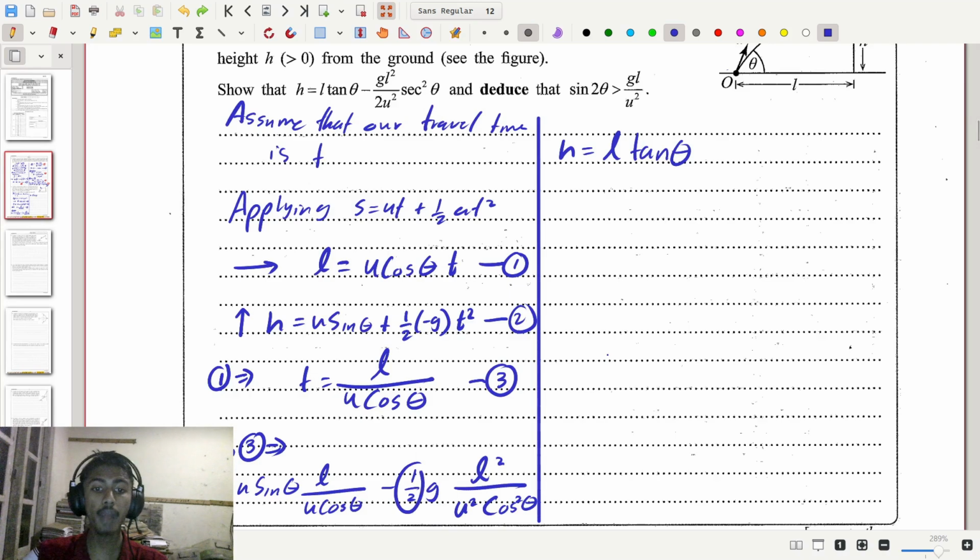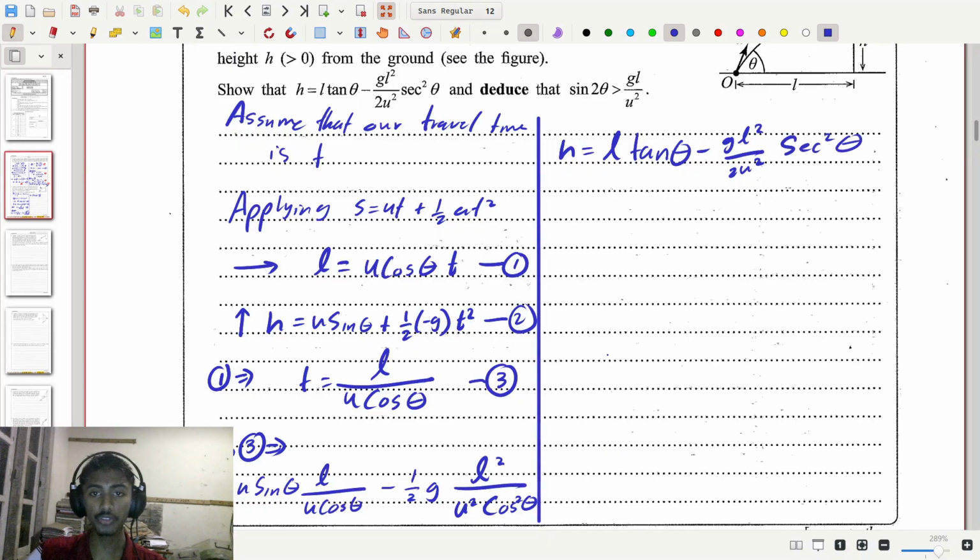thing, which is minus half times g times L squared divided by U squared. I'm going to take this g and L squared to the top and this 2 and U squared at the bottom and write this as minus g L squared divided by 2 U squared. But then I have 1 divided by cosine squared theta, and 1 over cosine theta is secant theta, and therefore 1 over cosine squared theta is secant squared theta.